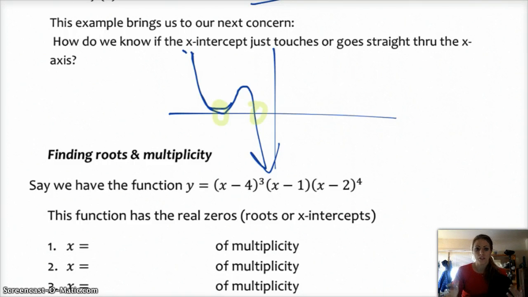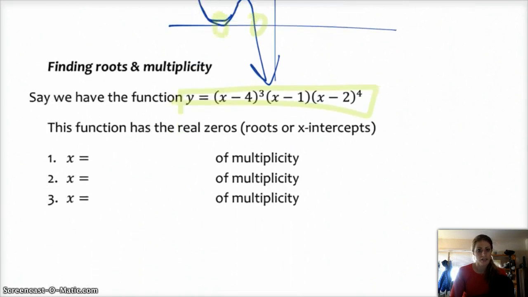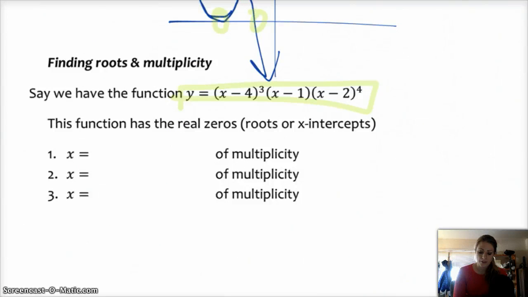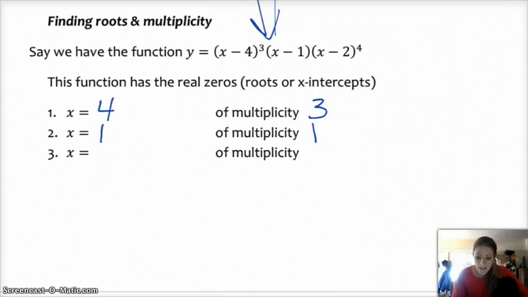So just a refresher of multiplicity, right? Say we have the function, it's already in factored form. Find the multiplicity of each intercept. Well, the first one, x minus 4 to the third, has multiplicity, right? It's how many times you can divide that out. So x equals 4 has a zero of multiplicity 3. x equals 1 is multiplicity 1, because there's a first degree there, and x equals 2 has multiplicity 4.